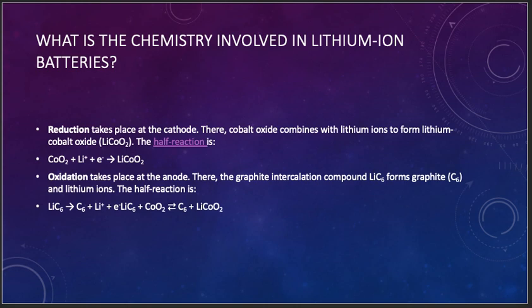And oxidation takes place at the anode. Therefore, the graphite intercalation compound LiC6 forms graphite C6 and lithium ions. The half reaction for that is C6 plus Li plus an electron with LiC6 plus CoO2, which gives a reversible reaction to C6 plus LiCoO2.